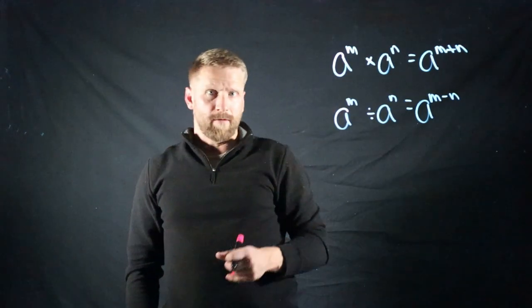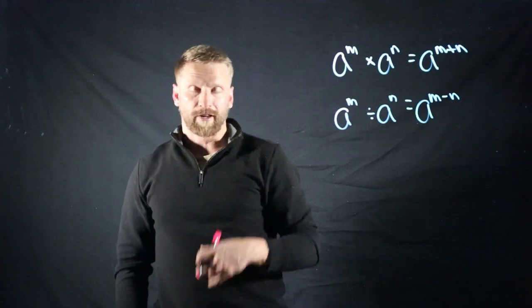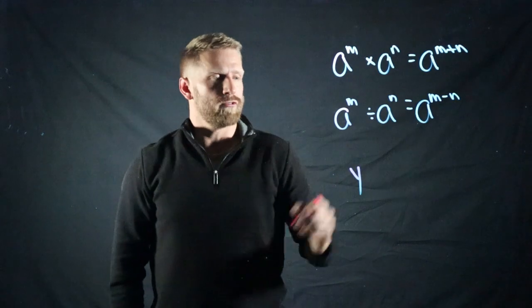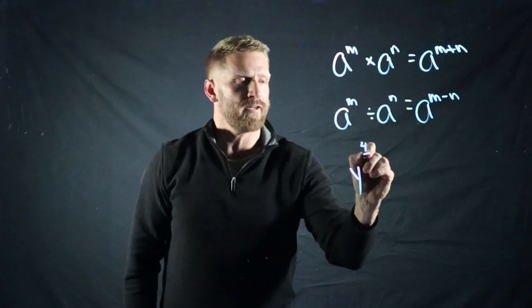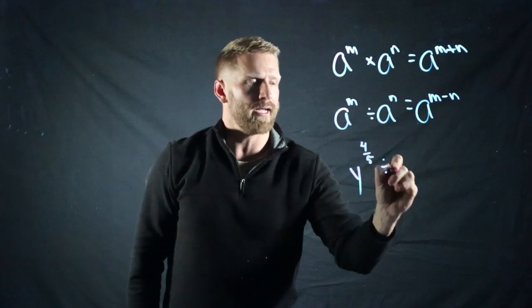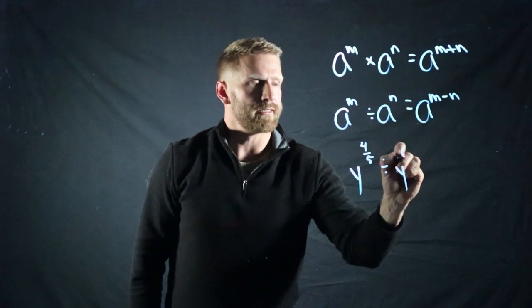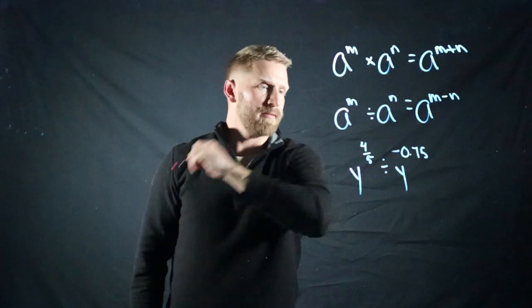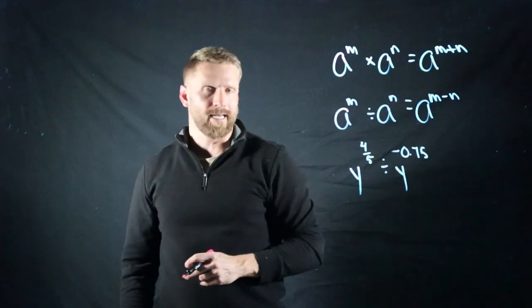Now for this last example, like a textbook, I'm going to throw a wrench in the plans. I'm going to have y to the 4/5 divided by y to the negative 0.75. I'm going to make it a negative as well, just because I can.